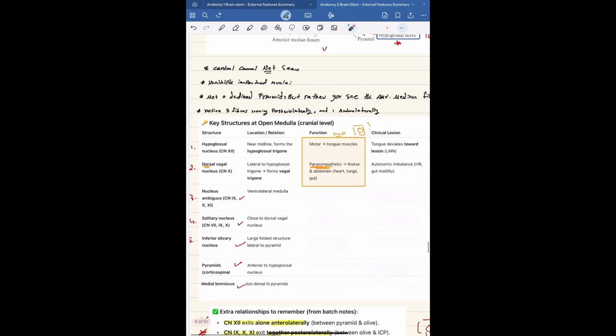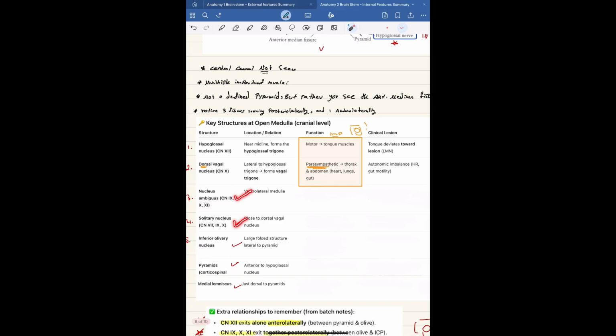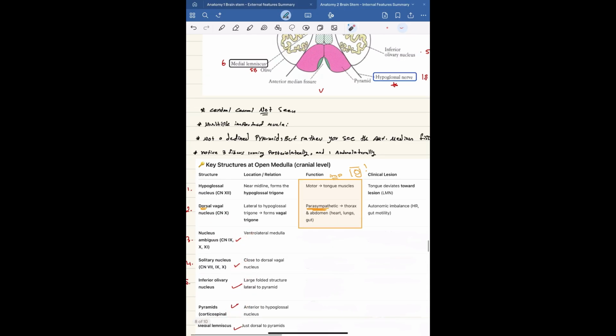For the functions, we talked about the nucleus ambiguus, done. All of those are done. What's left is the hypoglossal nucleus, which is motor for the tongue, and the dorsal vagal nucleus, which is very important. It is parasympathetic related. Okay, so a clinical lesion will cause autonomic imbalances.